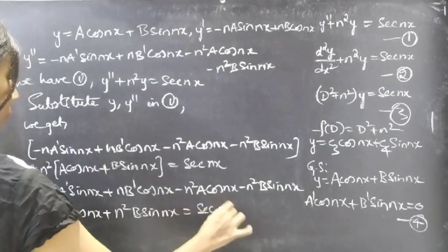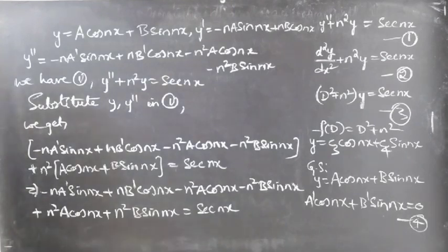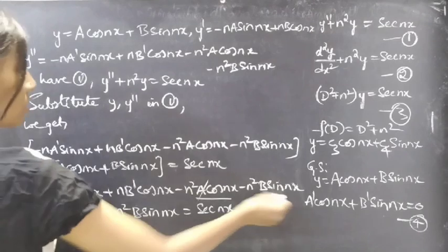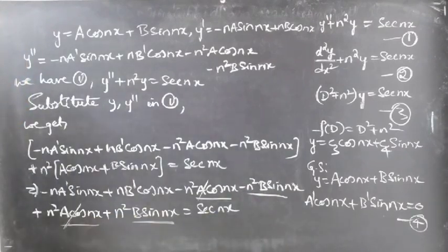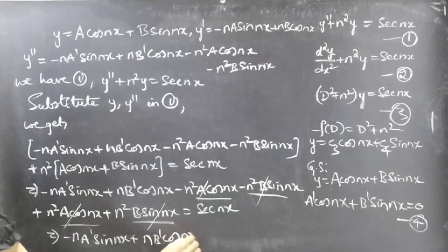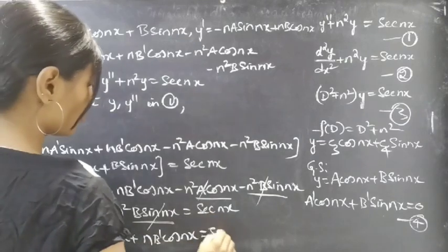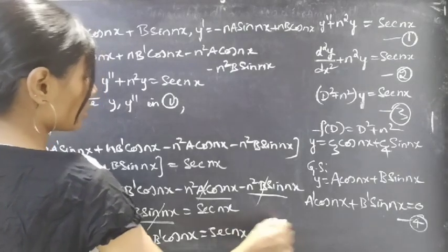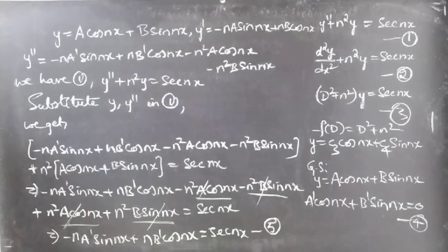equal to secant nx. So here minus n square a cos nx and plus n square a cos nx get cancelled. Likewise minus n square b sin nx and plus n square b sin nx get cancelled, and we'll get minus n a dash sin nx plus n b dash cos nx equal to secant nx. Consider this as equation number 5. Now solve equations 4 and 5 to find a dash and b dash.